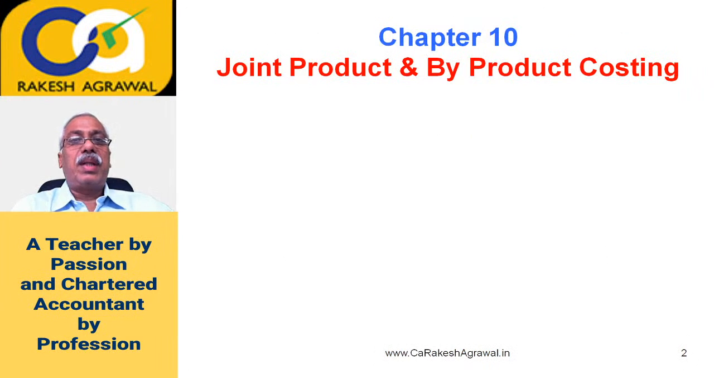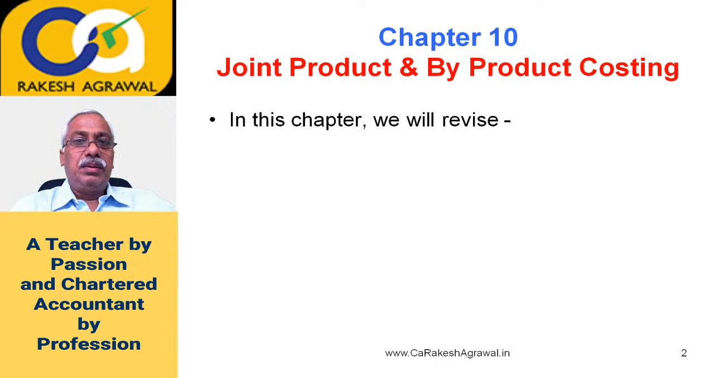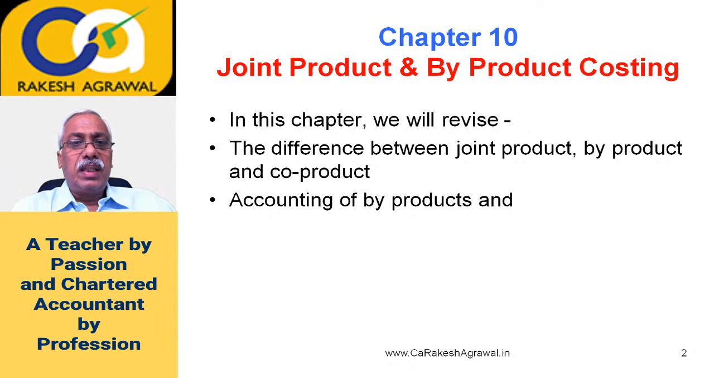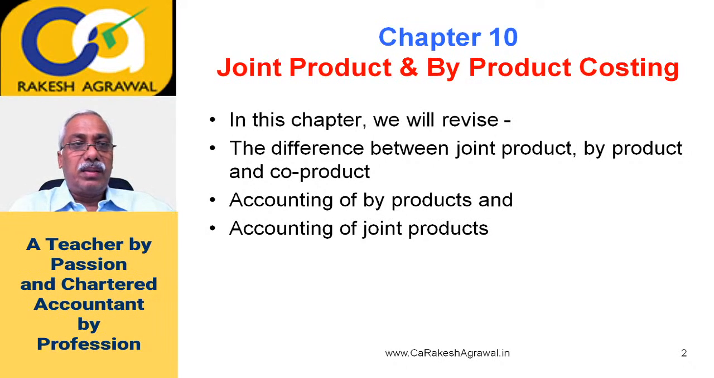Today we will discuss chapter 10 related to joint product, byproduct, costing. In this chapter we will revise the difference between joint product, byproduct and co-product. Then we'll discuss the accounting of byproducts and then we'll discuss the accounting of joint products. This is what we are going to cover today. Let's go.